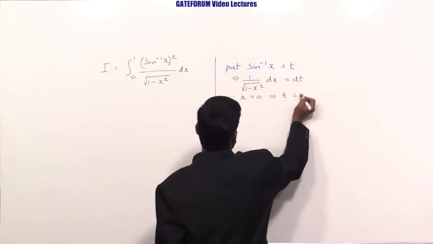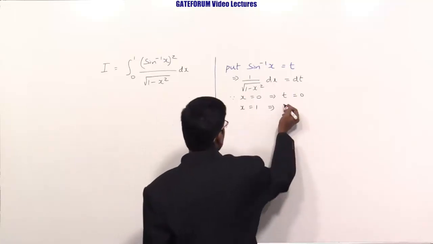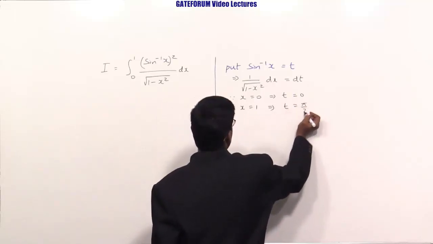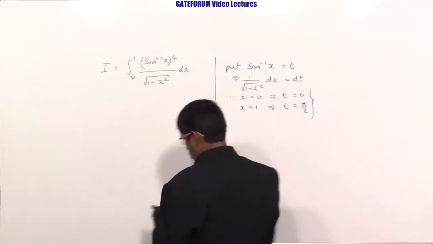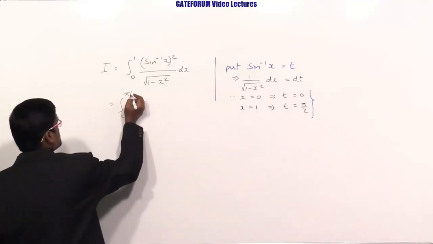Sin inverse 0 is also 0. X is 1, sin inverse 1 is sin inverse 1, so t is equal to pi by 2. So these are the new limits, 0 to pi by 2. So this is equal to the integral from 0 to pi by 2.